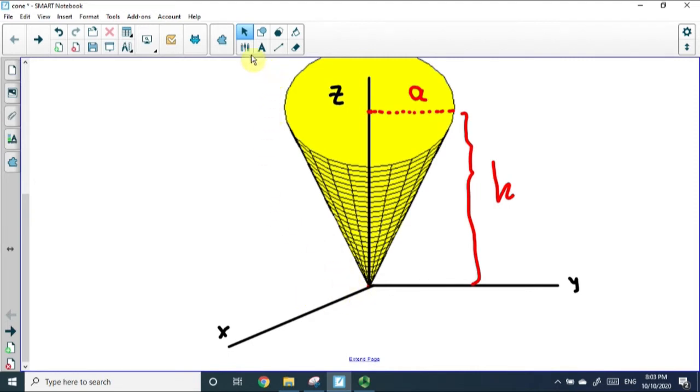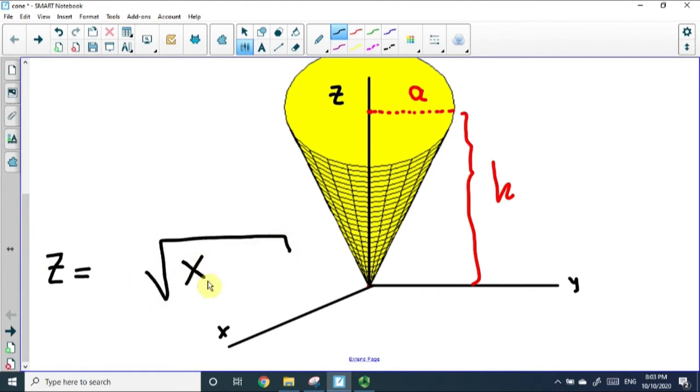Now, what is the equation of the cone? The surface of the cone is given by the following equation. In general, cones are given by the equation that z is equal to the square root of x squared plus y squared. And that square root is multiplied by some constant that depends on the height and radius of the cone. In our example, it is h divided by a.